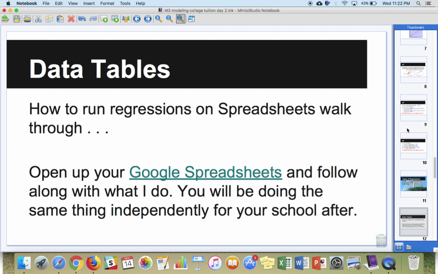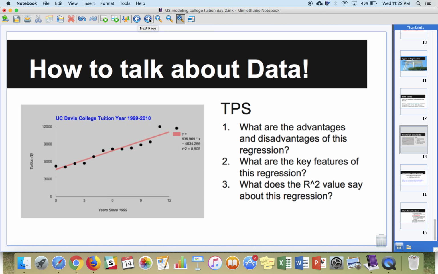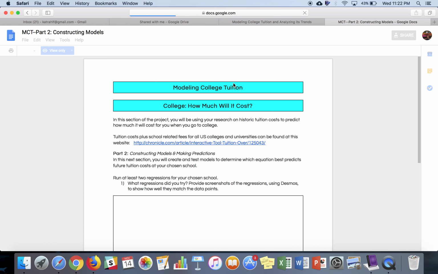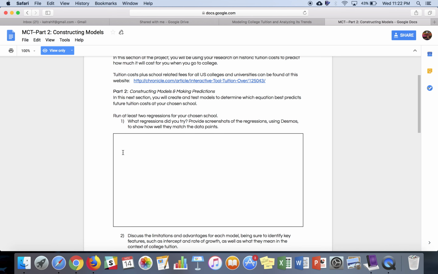Okay, so our next one. When you're in your write-up, there are some things it's going to ask you as you're talking about it. So let's look and see what that checkpoint looks like. So this is step 4. It says run at least 2 regressions. So you need to pick at least 2. Which ones did you try? You need to make sure and put both of them in there. Provide screenshots of the regressions.